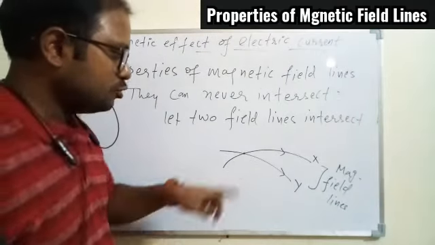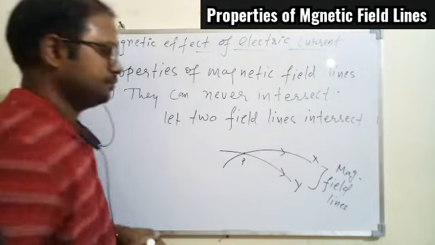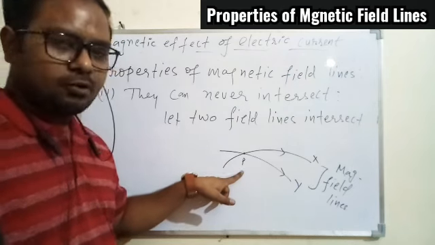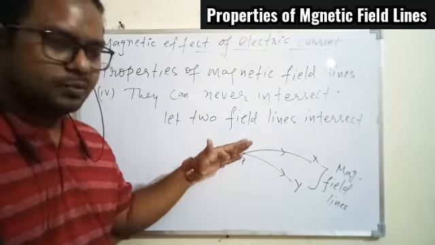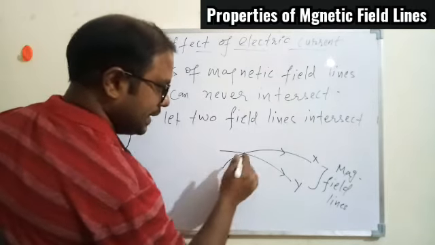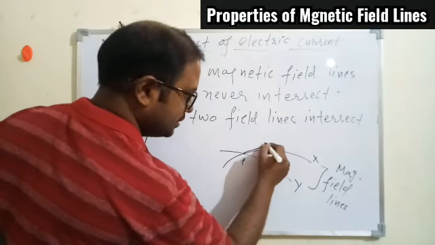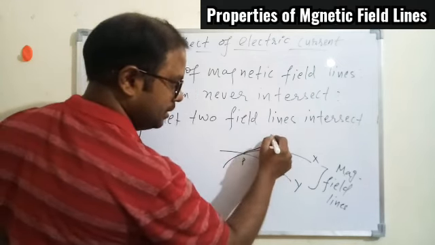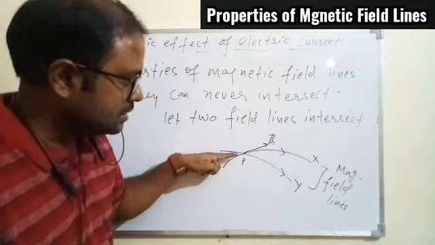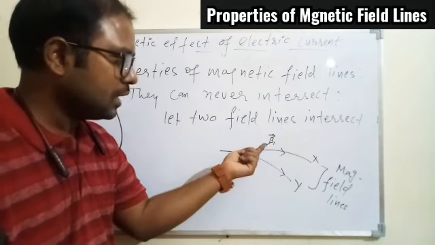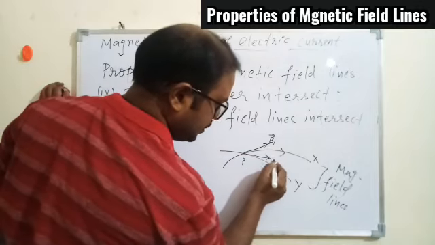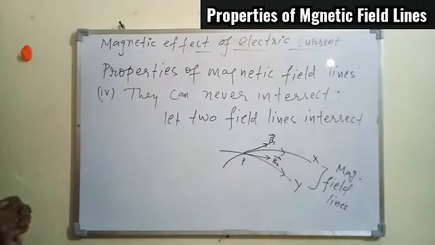Now let this point be P. If you have to find the magnetic field strength at point P, the very first thing we need to draw is the tangent. We can find the direction of the magnetic force with the help of the tangent. For magnetic field line x, the tangent is this way, and that shows the direction of B1, and for y the tangent will be somewhere this way, let it be B2.